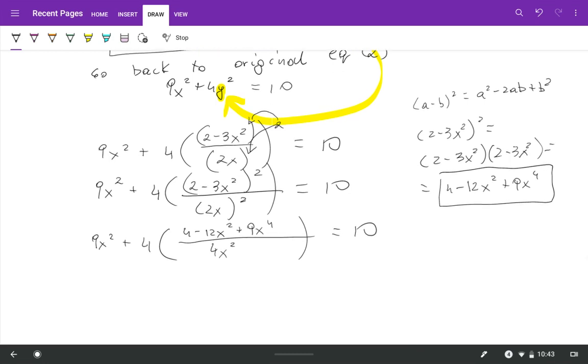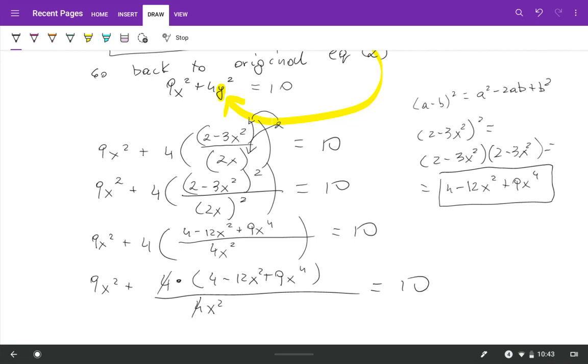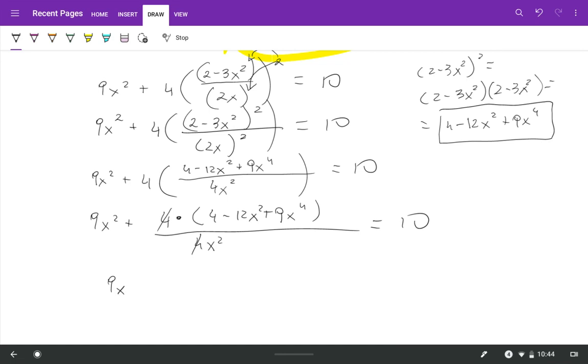Okay, getting closer. So now we have 9x squared plus, and when you have a number multiplied by a fraction, you put that number in the numerator. So this is 4 times 4 minus 12x squared plus 9x to the power of 4, everything divided by 4x squared equals 10. 4 and 4 cancel. And we have 9x squared plus 4 minus 12x squared plus 9x to the power of 4, divided by x squared, equals 10.